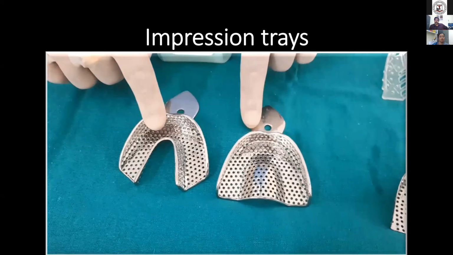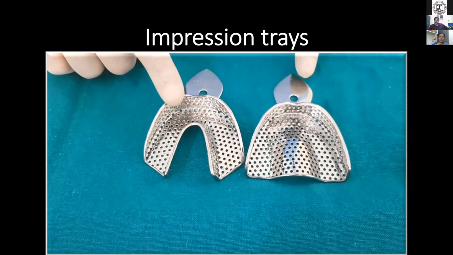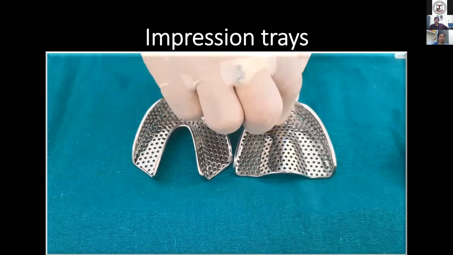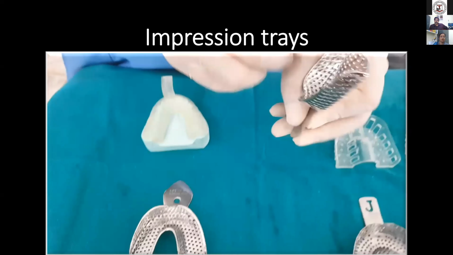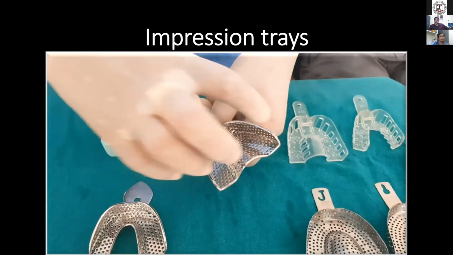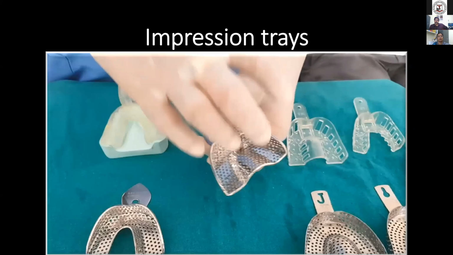This is a rim lock metallic stock tray. You can see the entire border is rim lock and undercut is present around the border. The impression material will be locked in the tray and will not be separated. This is good for alginate impressions.